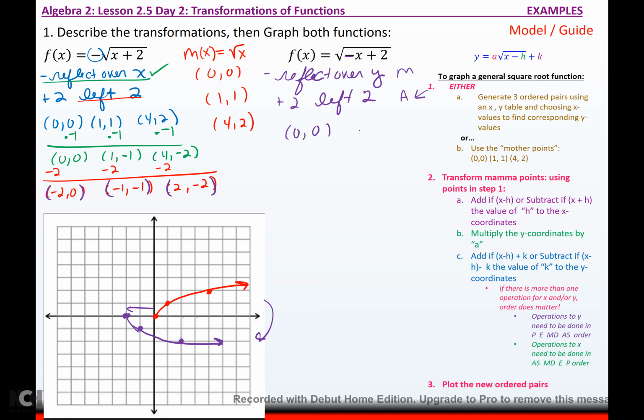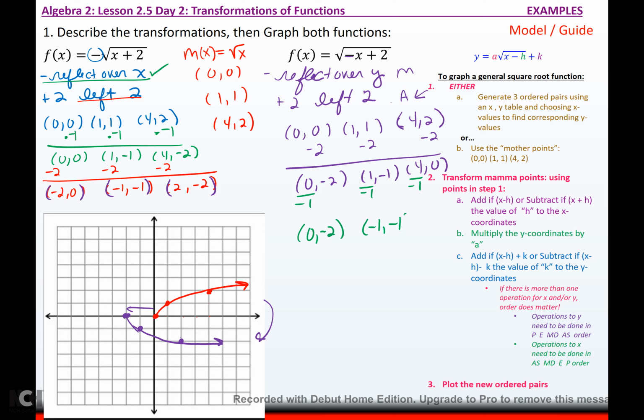So I'm going to take my mother ordered pairs, and I have to add 2, well actually I'm going to subtract 2 from all of my x's first. So minus 2, minus 2, minus 2. That gives me (0, -2), (1, -1), (4, 0). And then I'm going to multiply or divide my x's by a negative 1, either way. I'm going to get (0, -2), (-1, -1), (-4, 0). If I plot those, (0, -2), (-1, -1), (-4, 0). And it looks like this.